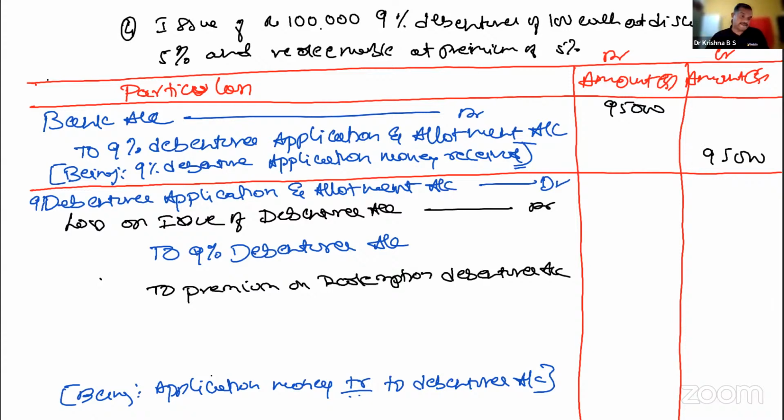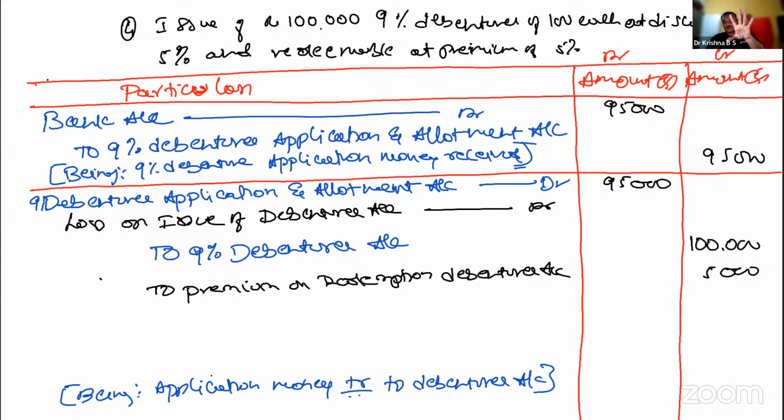Understood? Yes. Now, enter it in the second entry. I said 9% debenture application allotment account debit will always be from the previous entry. How much is in the previous entry? 95,000. Write it. To 9% debentures account, always this will be 1 lakh. Right? Super. Here, premium on redemption of debentures: when you pay the money, how much extra did you pay? You paid 5,000 extra.